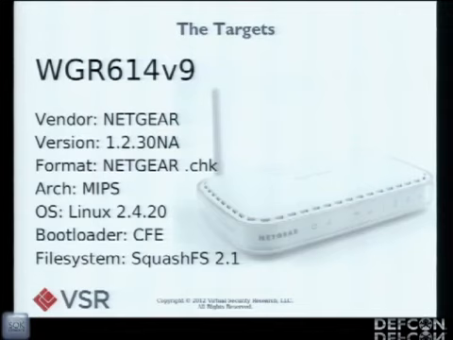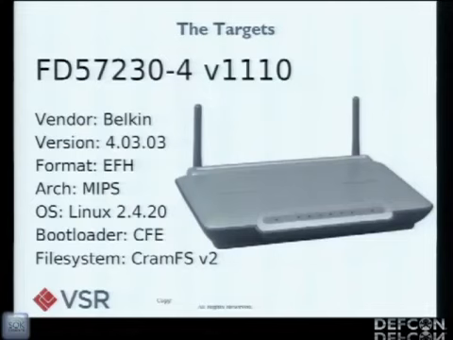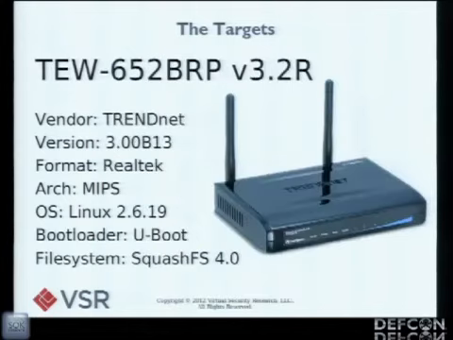It uses the common firmware environment bootloader, as well as the read-only SquashFS file system version 3.0. The next router that I looked at was a WGR 614 version 9. Pretty much the same specs across the board, except it's using an older version of SquashFS. Next router was the Belkin F5D7234 with version 1110. It uses the extended firmware header format, which is proprietary to Belkin, I believe. Again, MIPS, the same old version of Linux, the same bootloader, but this uses the read-only CramFS file system.